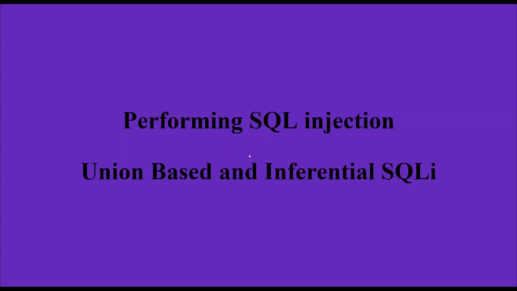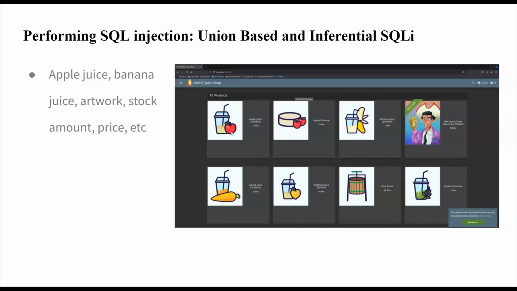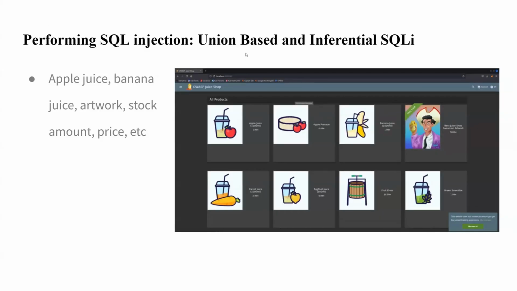I'll be performing union-based and inferential SQLi attacks on OWASP Juice Shop, which is being run on a Kali Linux virtual machine on Windows 10. Kali Linux is a very powerful operating system that provides security experts with a bunch of tools to test the security of applications and web applications. You can see it's an e-commerce website with apple juice, apple pomace, item stock, and the price. The whole purpose of this attack is to log in as the administrator.